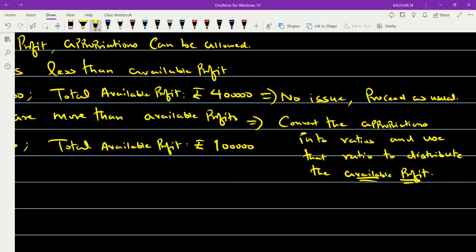Can you understand? In this case, when your profit is less and appropriations are more, convert the appropriations into a ratio. You need to bring out a ratio from those values. Derive the ratio, that's what we say. Convert the appropriations into a ratio and use that ratio to distribute the profits, and not the one which is available in the question, that is the profit sharing ratio. That is the solution when the profits are less and appropriations are more.